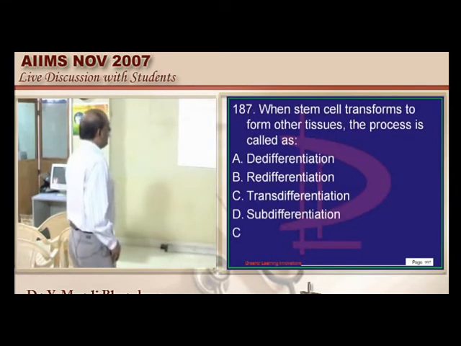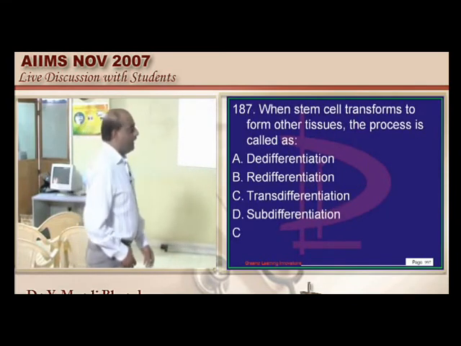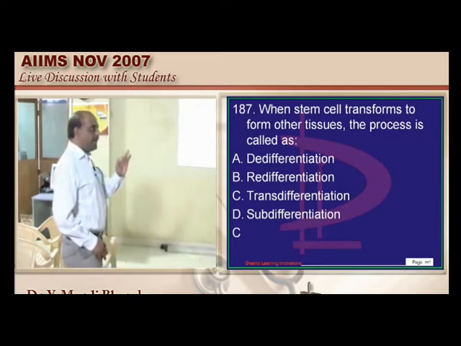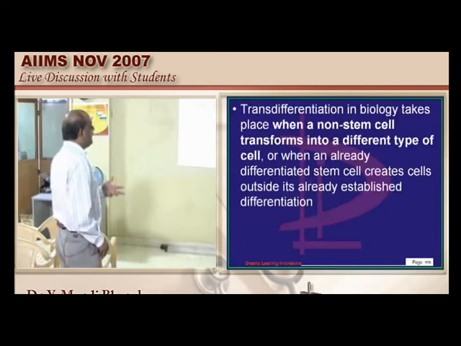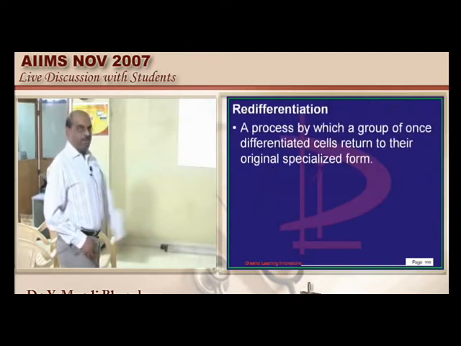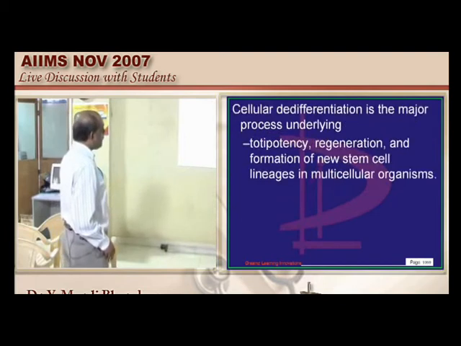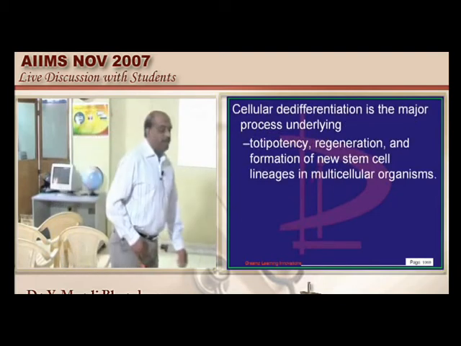Then transdifferentiation is when a non-stem cell transforms into a different type of cell, or if it is already a differentiated cell, then it establishes another differentiated cell. That is all transdifferentiation, which more often suits as the question calls for. Now let's go to the next question.